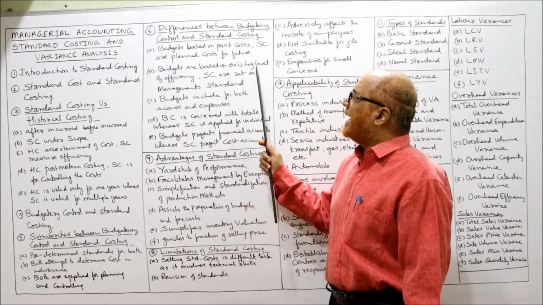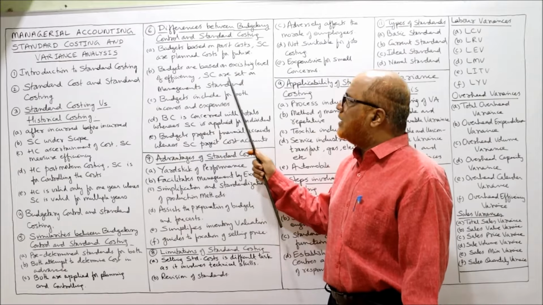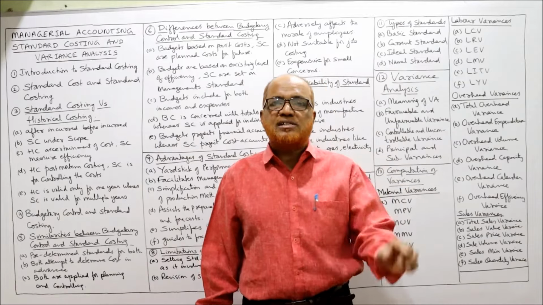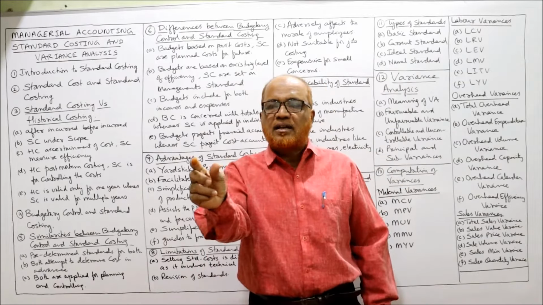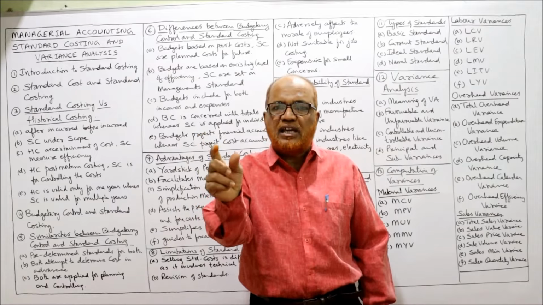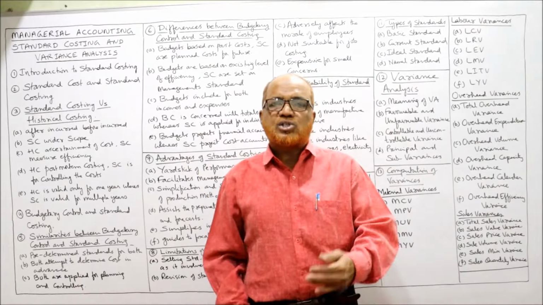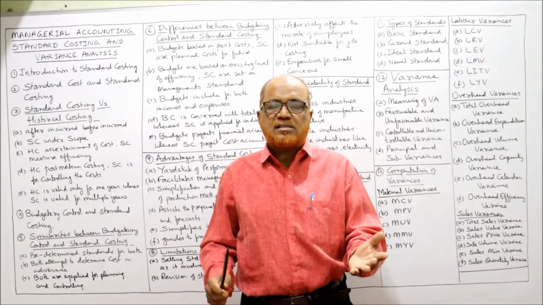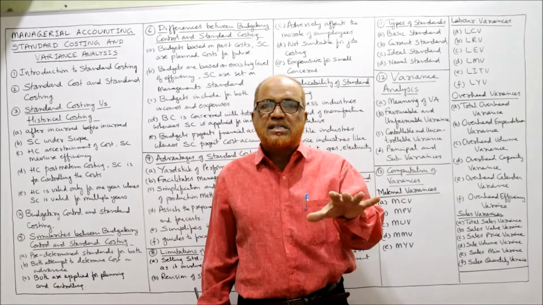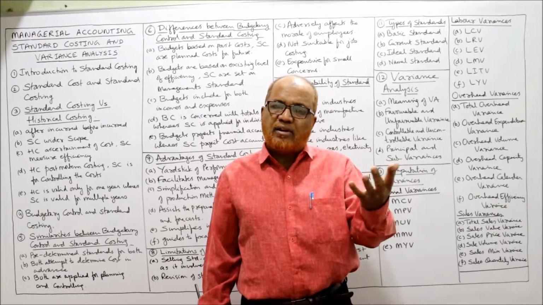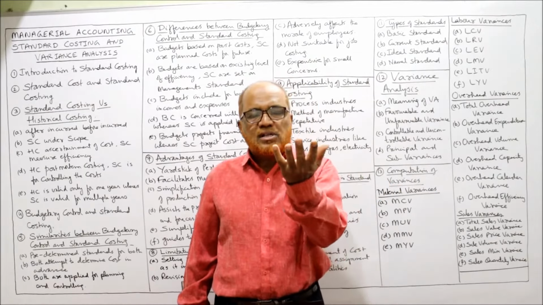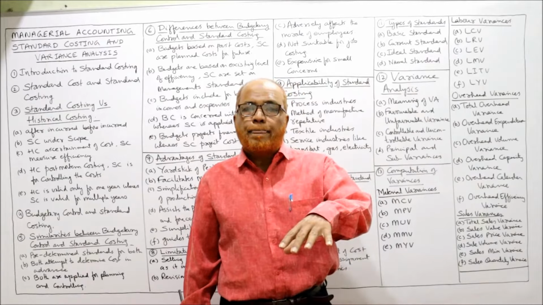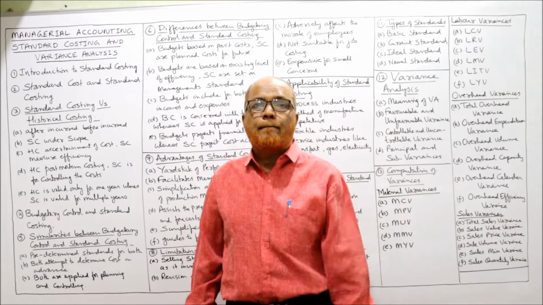Second one, budgets are based on existing level of efficiency, whereas standard costs are set by management standards. Management standards of efficiency level. Management has fixed that this much efficiency level we need in so and so activities. So standard costs are prepared according to management set standard, whereas budgets are prepared only for existing level of efficiency. Whatever level of efficiency existing is there, in order to attain the same level of efficiency, we are preparing the budget. But standard costs are prepared according to the standards fixed by the management.